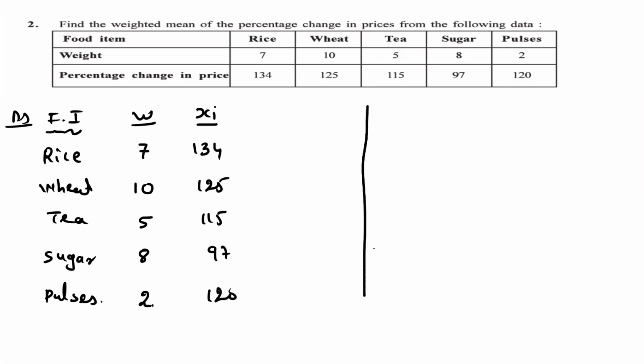What is the formula? X bar W is equal to sigma xi wi upon sigma wi. Or we can write wi xi, vice versa. That is nothing to worry about.